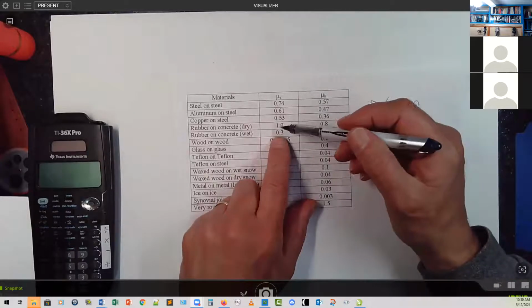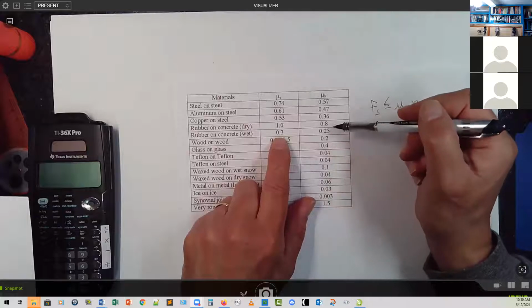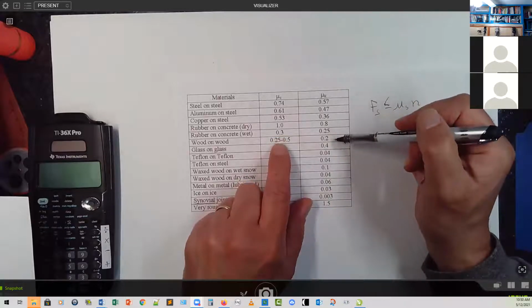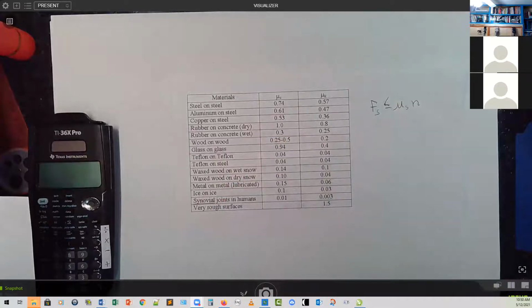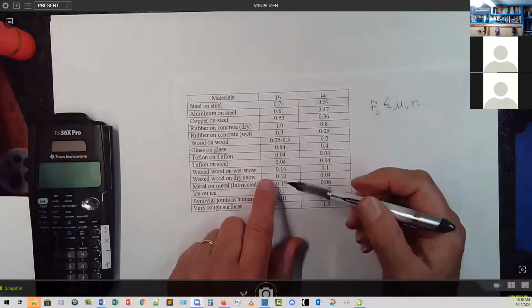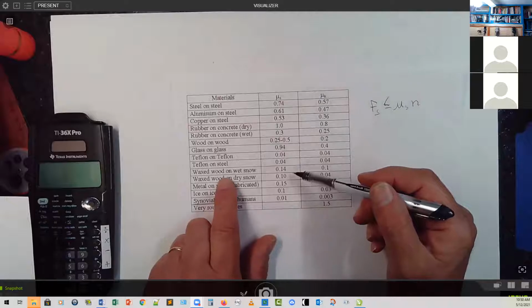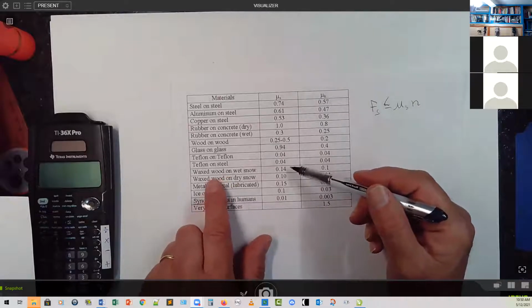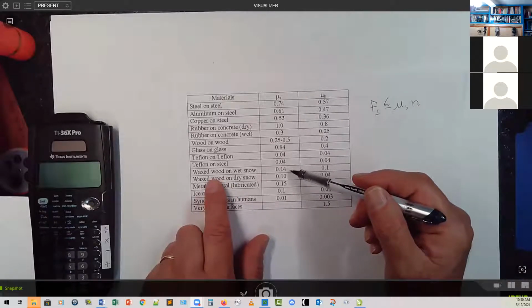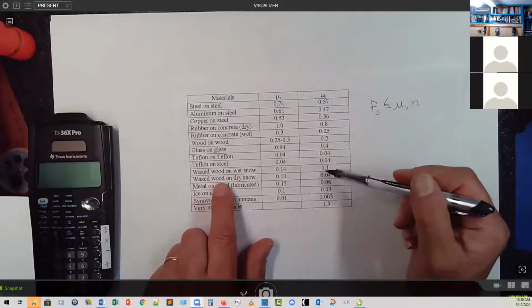Let's see, rubber on concrete and rubber on concrete wet. Okay, that's tires, road or car tires on roads. That's something that you want to keep in mind all the time. Then it's got things like waxed wood on wet snow. Okay, used to be skis were waxed wood, and so you'd want that to be the consideration with something like that.